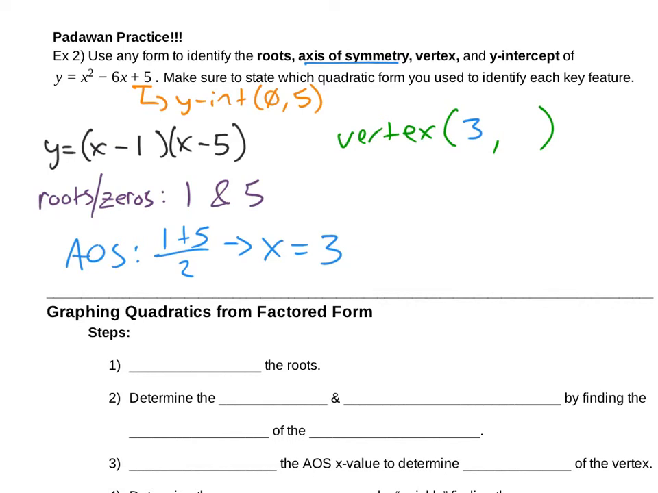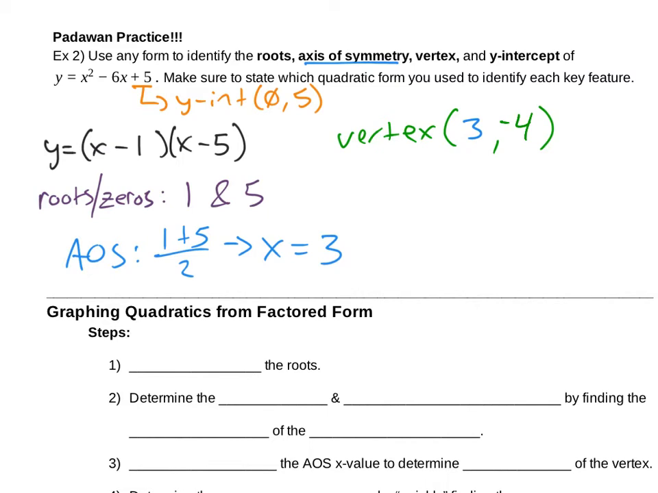Let's do our mental math here. This is pretty easy. What's 3 minus 1? 2. And what's 3 minus 5? Negative 2. So we're going to do 2 times negative 2 to get negative 4 for the y value. Again, we just plugged in x to get the y. And that's all of our key features.